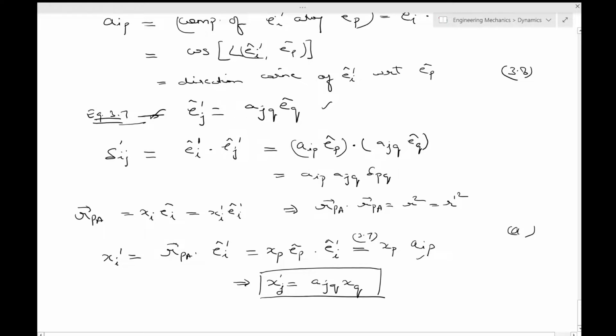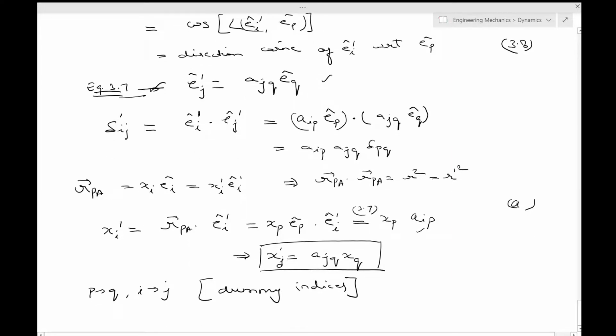So when I say replace p with q or i with j, they are all called dummy indices, because they mean the exact same thing. But you have to make sure that the dummy index appears only twice.